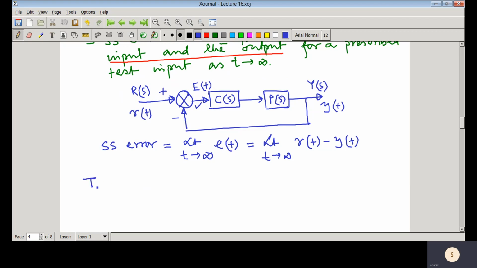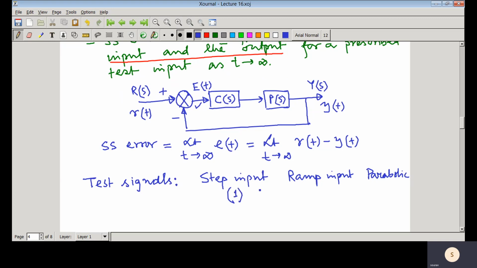So what are the test signals? The test signals that we will be discussing today are the standard test signals: the step input, the ramp input, and the parabolic input. So the step is 1, the ramp is t, and the parabolic is half t squared.